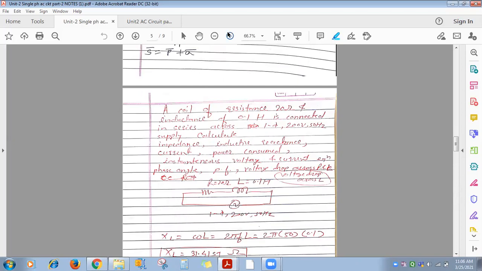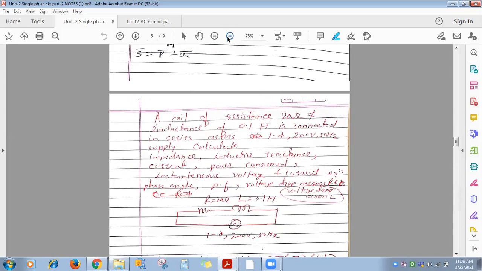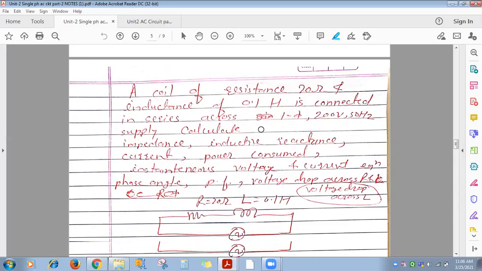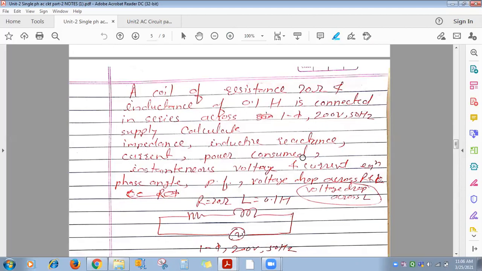Now can we go for numericals? Series RL is over here. Everyone concentrate, because in MCQ questions there will definitely be numericals. Numericals will definitely be there on RL, RC or RLC. You will 100% get numericals on RL, RC and RLC. So everyone concentrate.